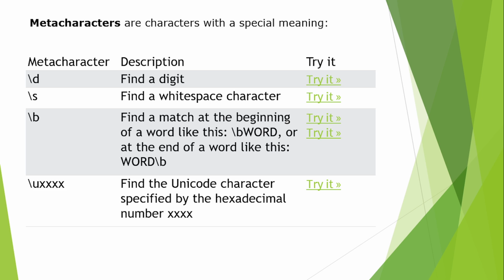Metacharacters are characters with a special meaning. Here \d finds a digit, \s finds a whitespace character, and \b finds a match at the beginning of a word like this, \bword, or at the end of a word like this, word\b. \uxxxx finds the Unicode character specified by the hexadecimal number xxxx.